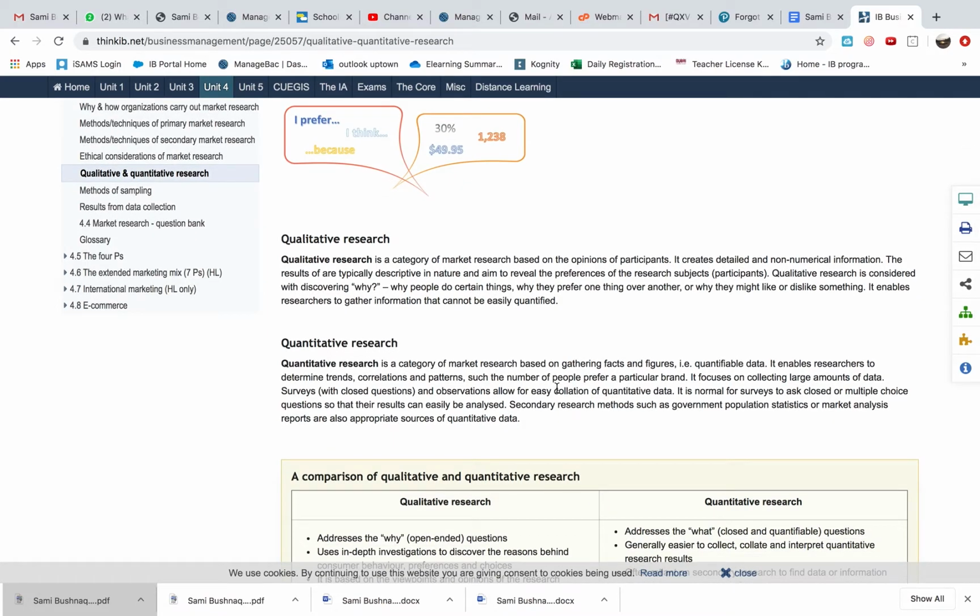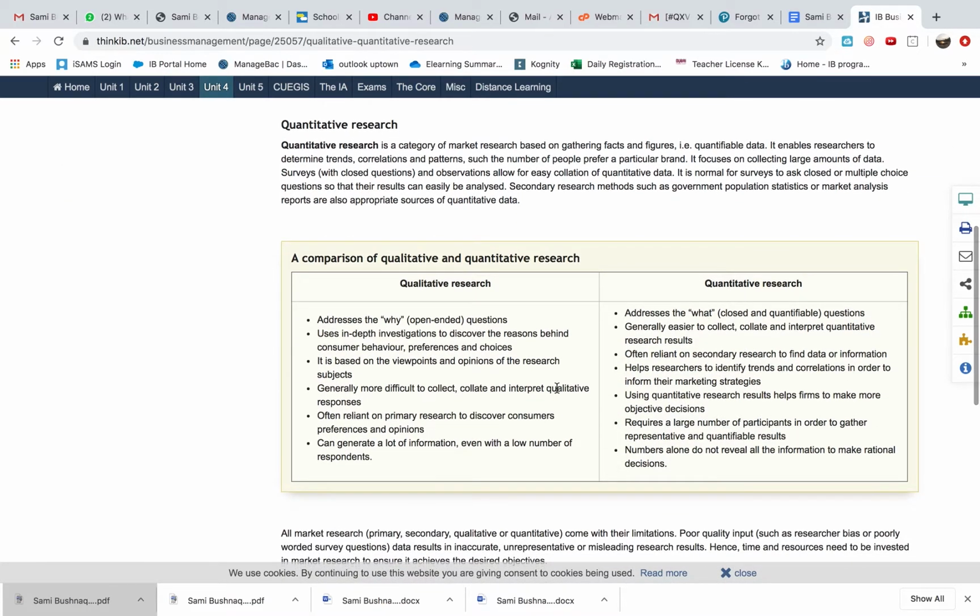There is a distinction between qualitative versus quantitative. So qualitative research is a category of market research that is based on the opinions of the participants. So you get a lot of detailed, non-number oriented information. So it's very descriptive in nature. Qualitative research is considered discovering why. So not just what, but why. Why do people do certain things? Why do they prefer one thing over another? So on and so forth. So it's hard because you can't easily quantify why.